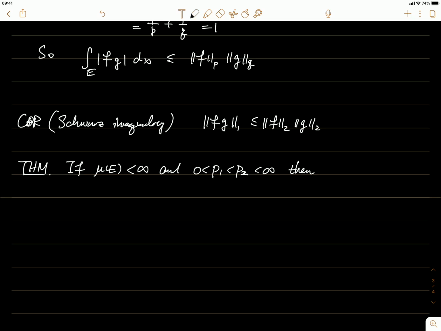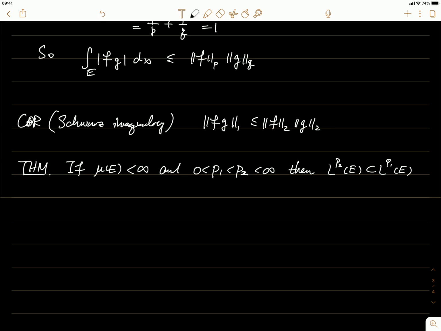Then we can show that the LP2 space is embedded in LP1 space. In which sense, it means that any function in here must also be in here. So this P2, remember that P2 is larger than P1. For example, P2 equals 2, P1 equals 1. Then L2 is embedded in L1. That means every function in L2 will also be in the space of L1. And we must require this to be finite, right? Otherwise, it may not be true.